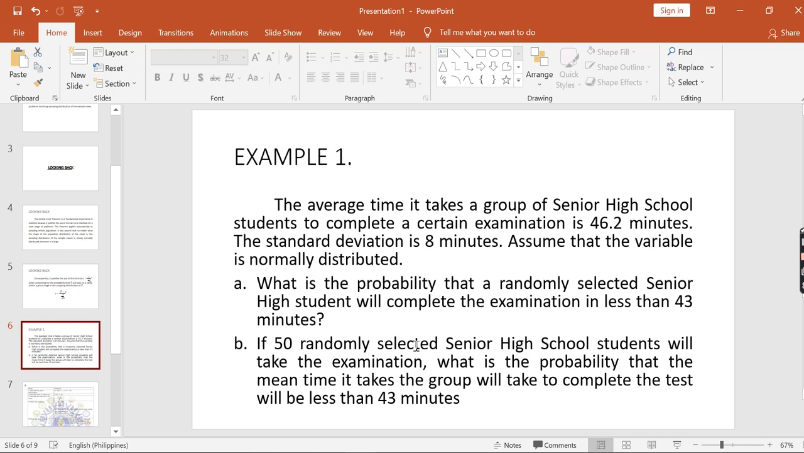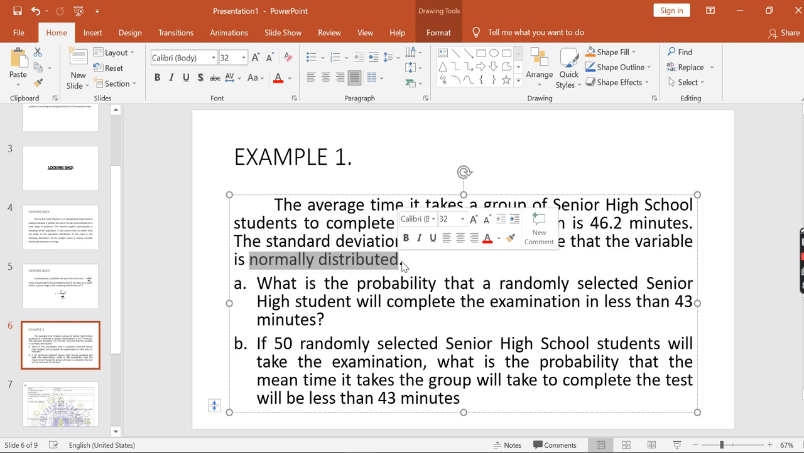Let's say the average time it takes for a group of senior high school students to complete a certain exam is 46.2 minutes. So that is their average time. The standard deviation is 8 minutes. Assume that the variable is normally distributed. Since we assume that the variable is normally distributed, we can use the standard normal distribution. For letter A, the question is, what is the probability that a randomly selected senior high school student will complete the examination in less than 43 minutes?